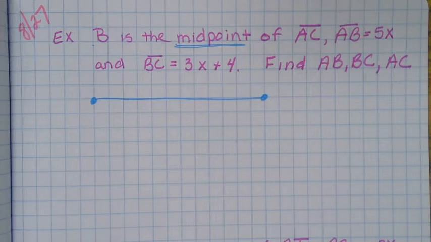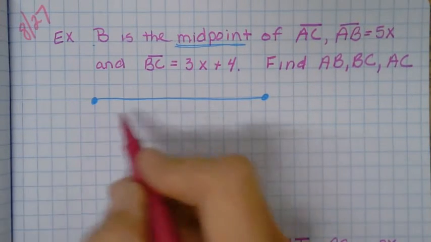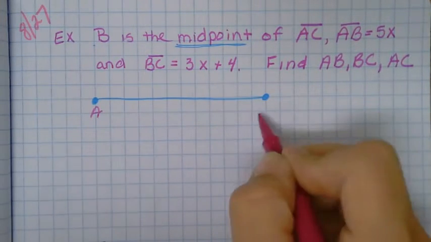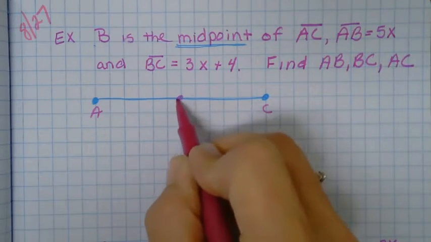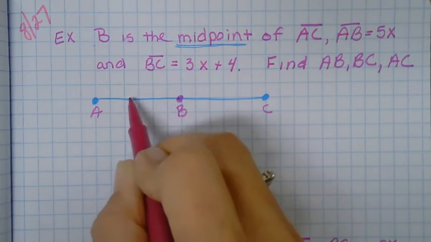I think the ones we were doing yesterday always just said that like B was between A and C. But there's something very specific happening if we say that B is the midpoint. It's in a very specific location. Right in the middle. Right smack in between A and C. So if I put A and C at the endpoints, B is right in the middle.